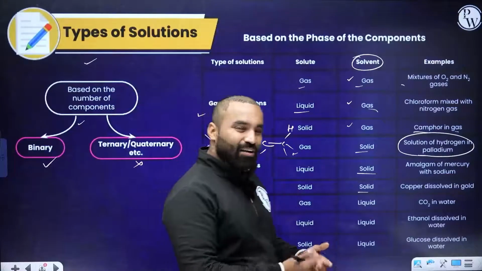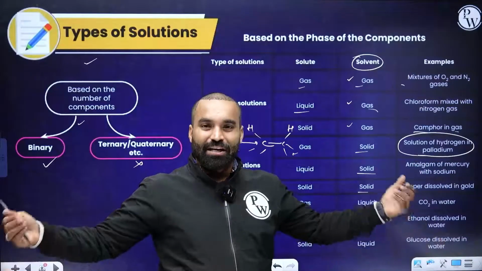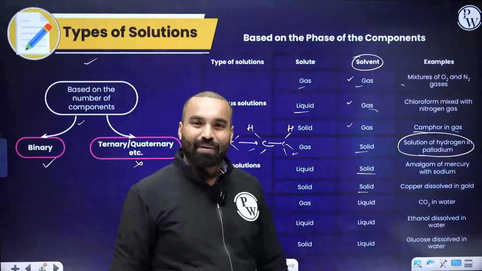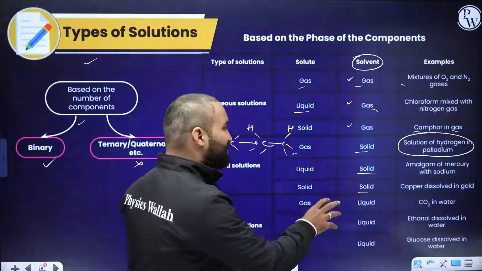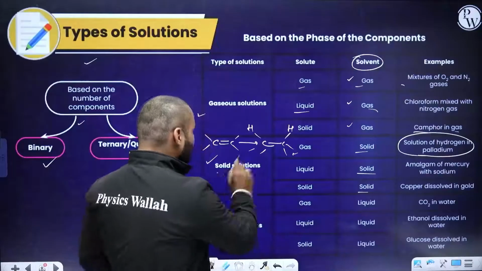When you add hydrogen, this solution actually looks like just a solid. Where is the gas? Nothing. There is no gas appearing in the reaction vessel. It is just the palladium which has hydrogen gas adsorbed on it. Very good. Now we have a solid solution.